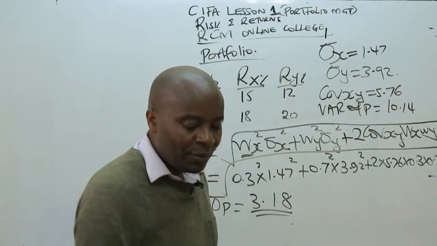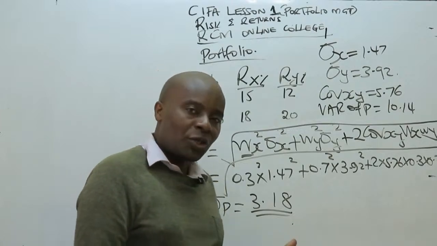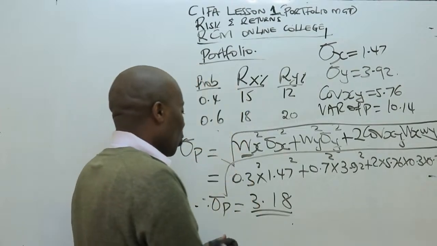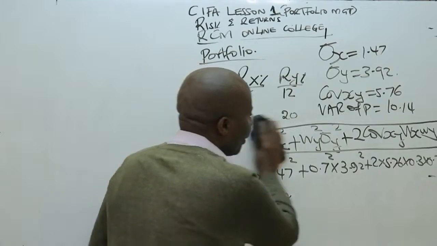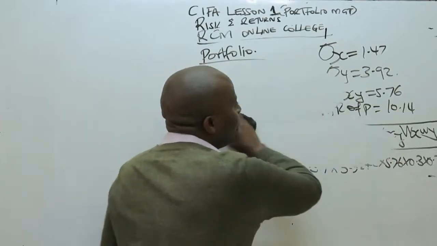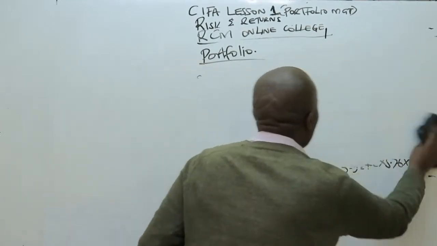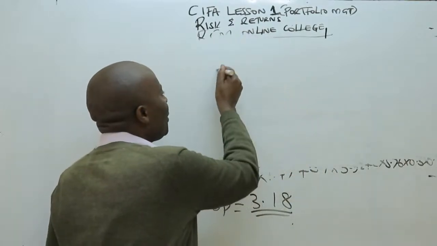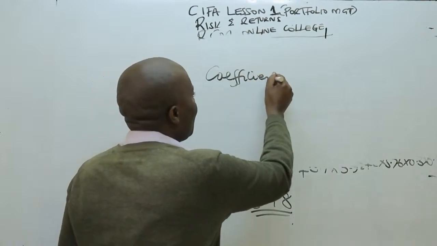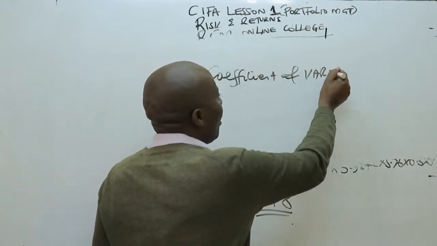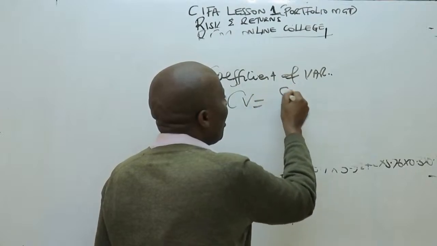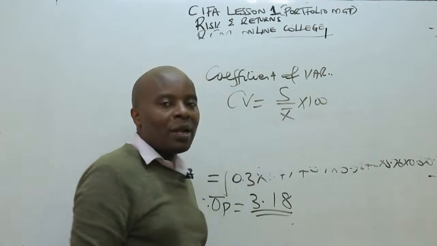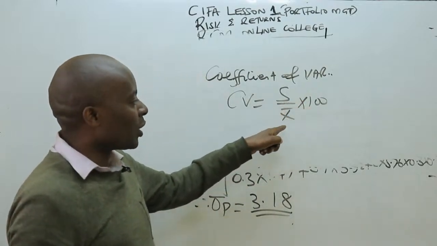Ladies and gentlemen, the moment I have the standard deviation, in most cases, these examiners would want you to ascertain the CV, the coefficient of variation. So how do we get the coefficient of variation? The coefficient of variation is also a measure of risk. To get the coefficient of variation, CV, we normally take the standard deviation S over X bar times 100.